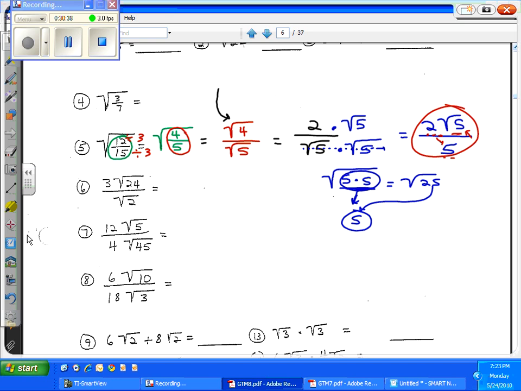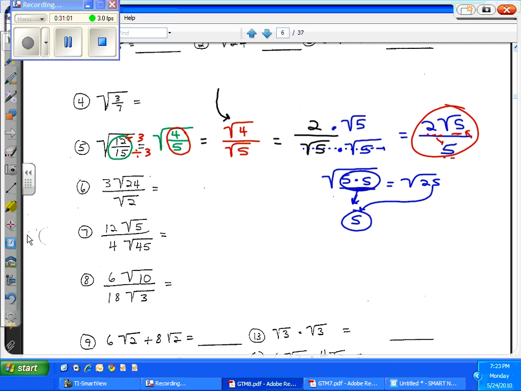Okay, any questions on that? Now, some of what we're doing here may be just a little more complex than we need for geometry, but that doesn't mean you don't need to learn it. You need this stuff for Algebra 2 and for college algebra and pre-calculus and calculus. So everything we do is a foundation to something else you're going to do later. Okay?